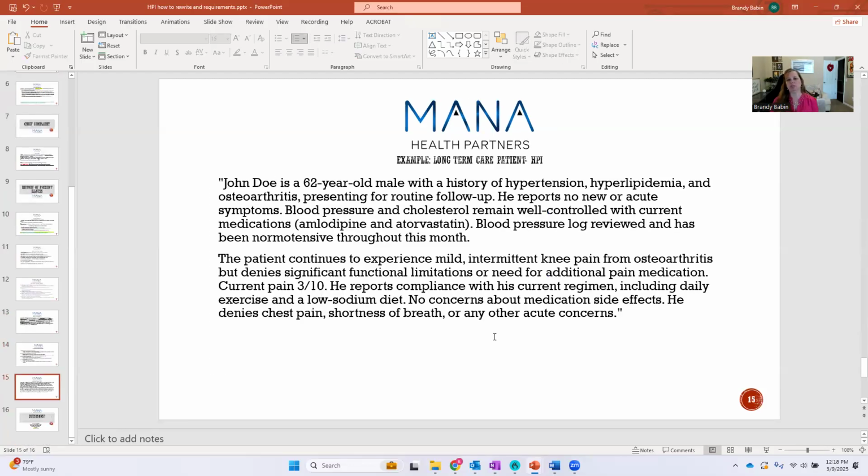Here's an example of an HPI for a long-term care patient. You can read over this and just get a feel for it of how an HPI would be, just based on a couple of diagnoses: hypertension, hyperlipidemia, and osteoarthritis.